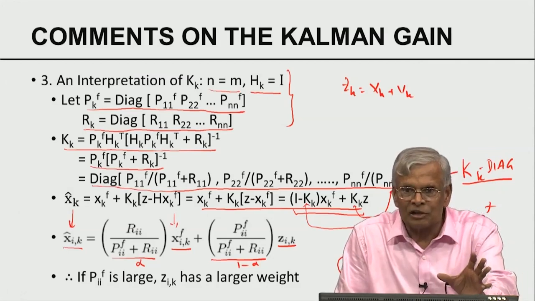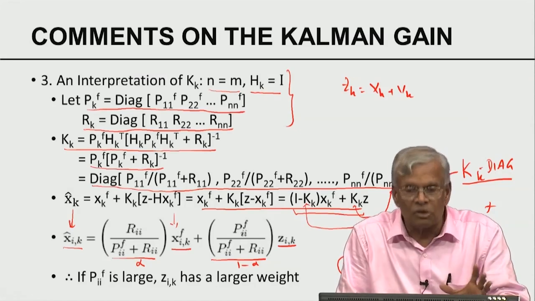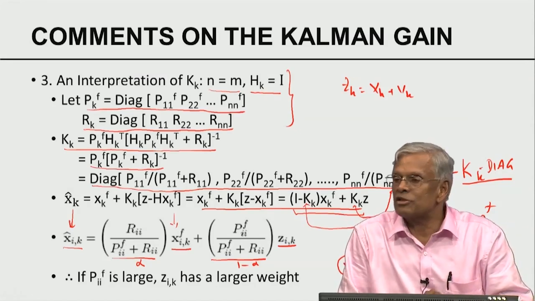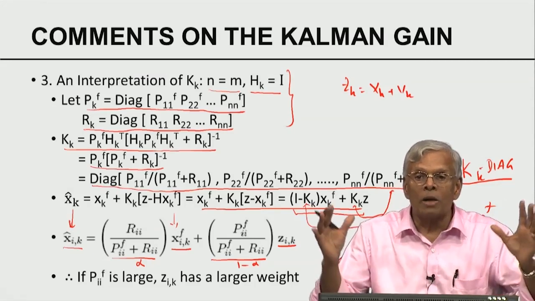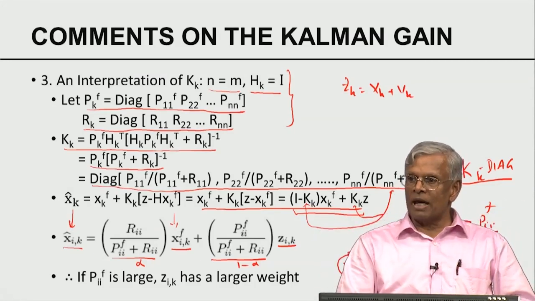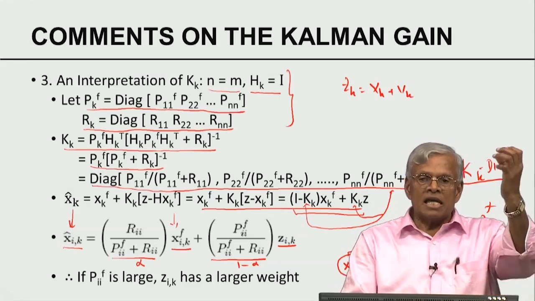And we have already talked about this when we derived the linear minimum variance estimate. We have already talked about this in the context of Bayesian estimation. Bayesian structure, linear minimum variance structure, all have this property. So what is another important thing?